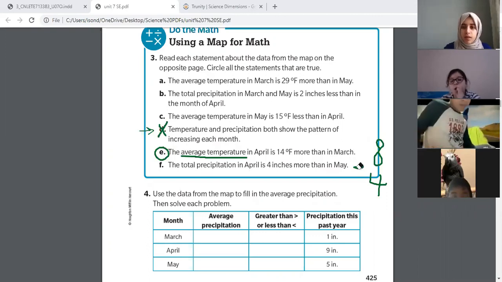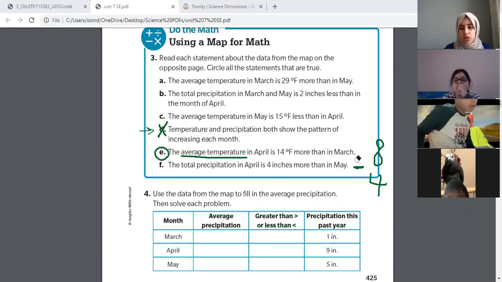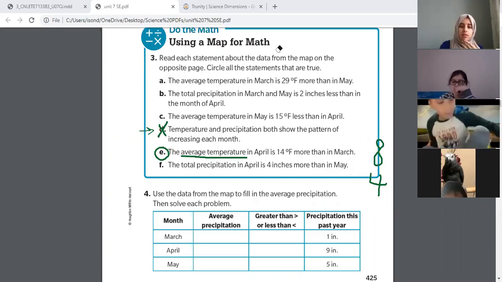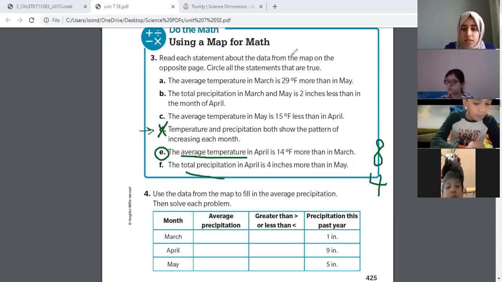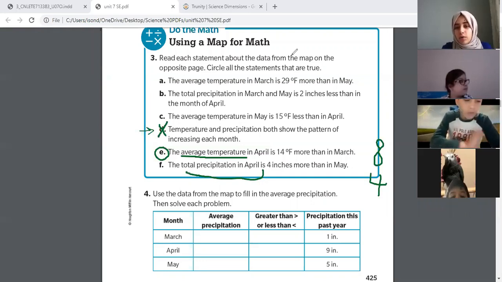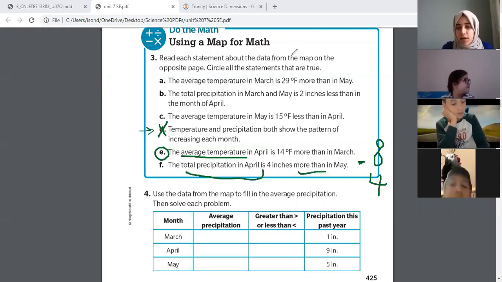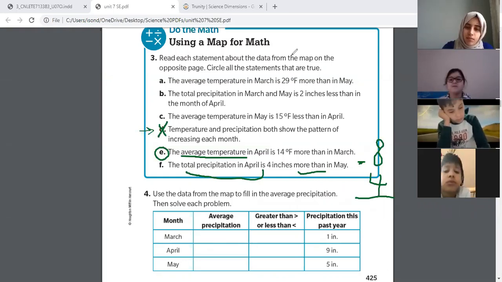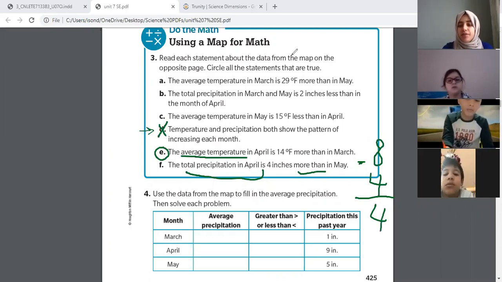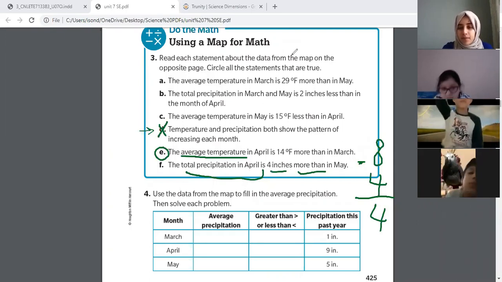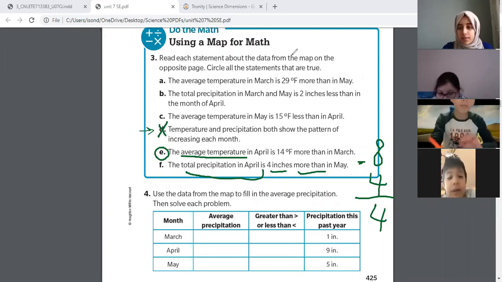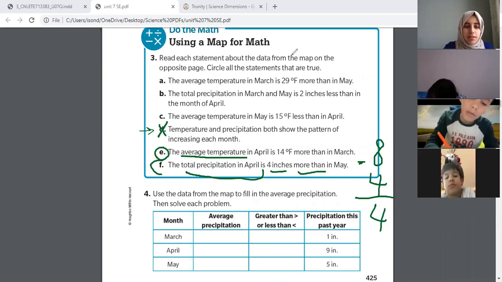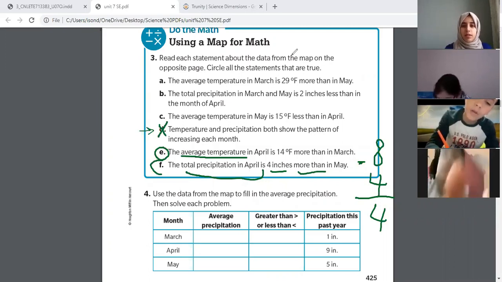They said the total precipitation in April. No, because here, when they put than, it's actually finding the difference. Notice, they mean total precipitation of April alone. But when they put more than, it means we need to subtract. So what's 8 minus 4? Equals 4. So because the difference is 4 inches, is the statement correct? Yes, it's correct, because the difference is 4, like we calculated. Thank you, Yamin.